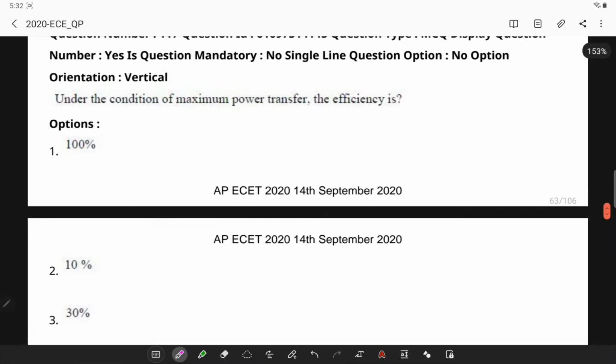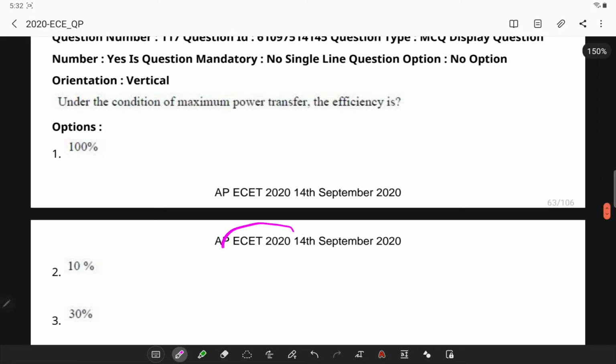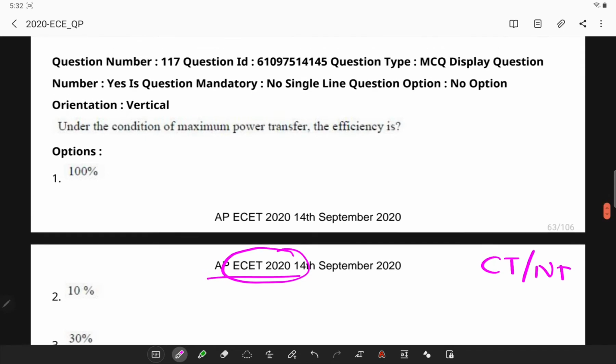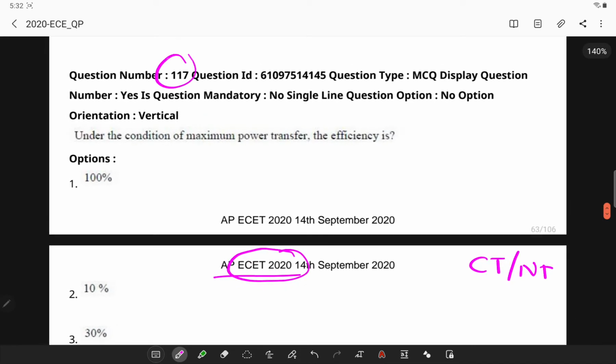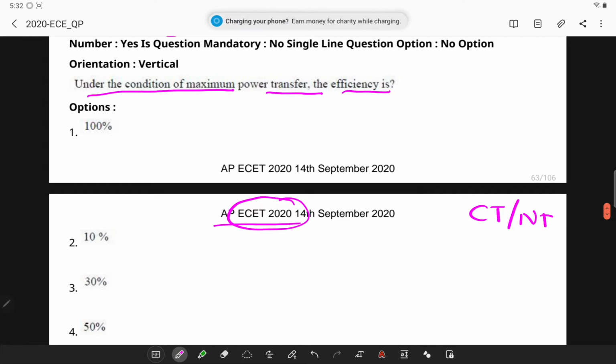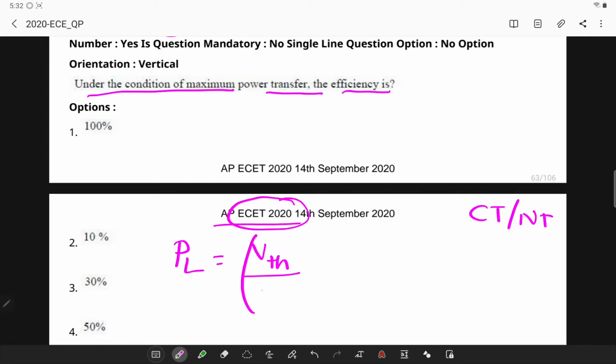Friends, today let's solve questions related to circuit theory or network theory in AP ESET 2020 question. See this question: under the conditions of maximum power transfer, the efficiency is? If you remember, the power in case of a maximum power transfer theorem is given by V Thevenin divided by R Thevenin plus R load, into R Thevenin.